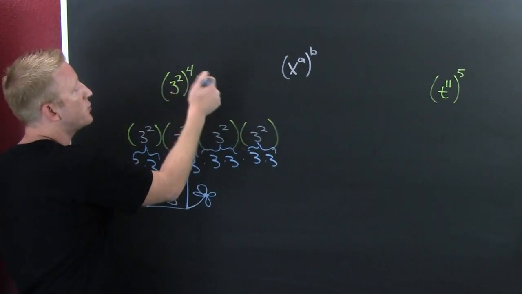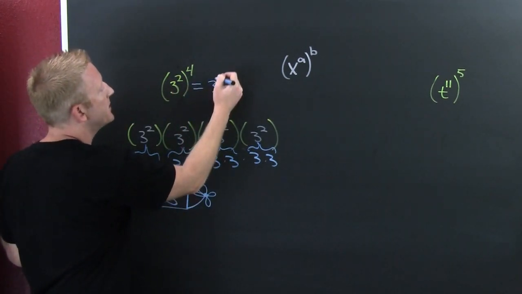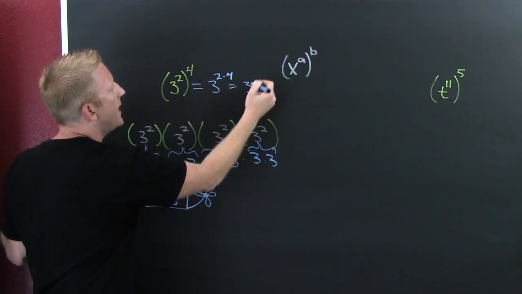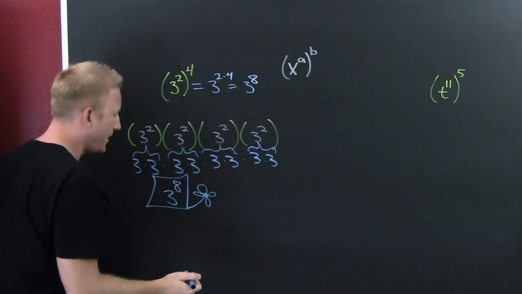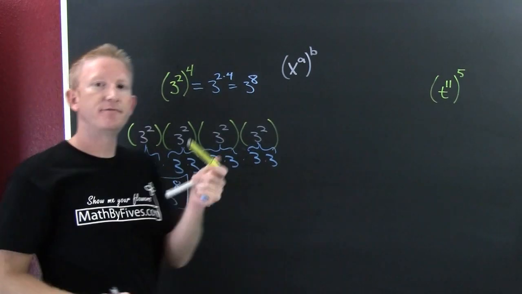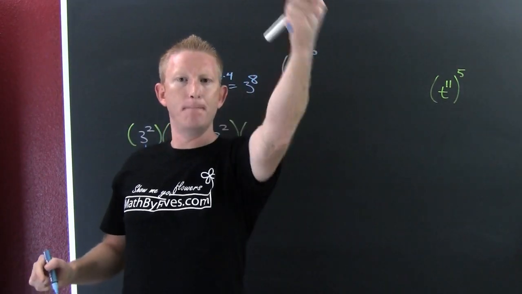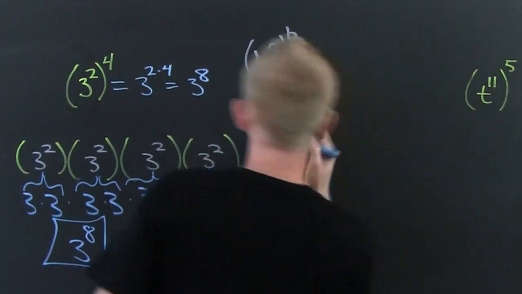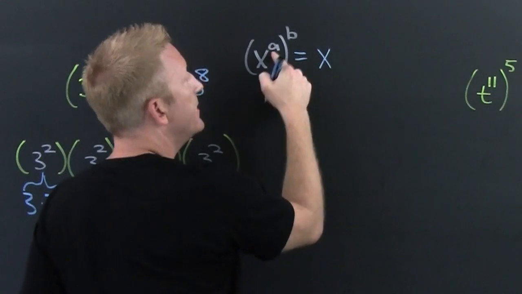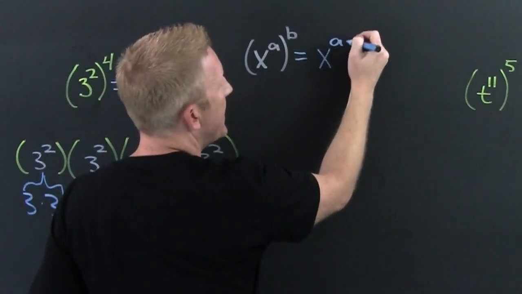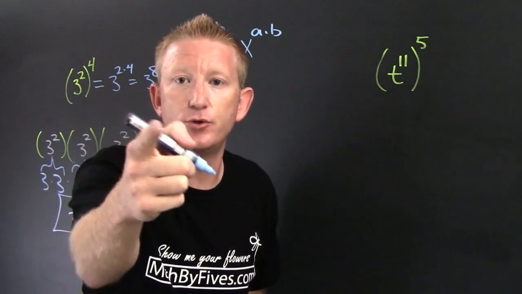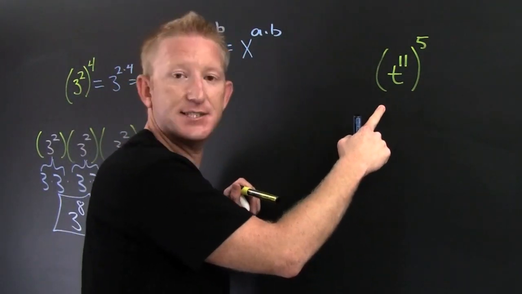If I have a power raised to a power, I multiply. This is 3 to the 2 times 4. 2 times 4 happens to be 8. Great. So this was our motivation for a power raised to a power. You multiply. And there's why. So if I had x to the a to the b, this is x to the a times b. And now we can use that rule to simplify this.